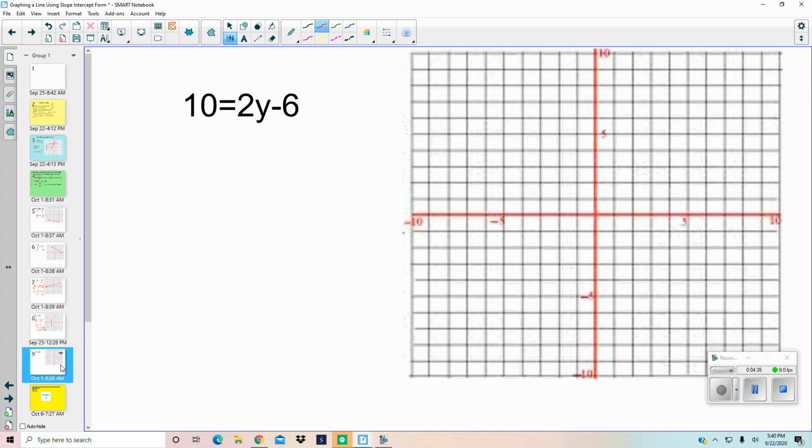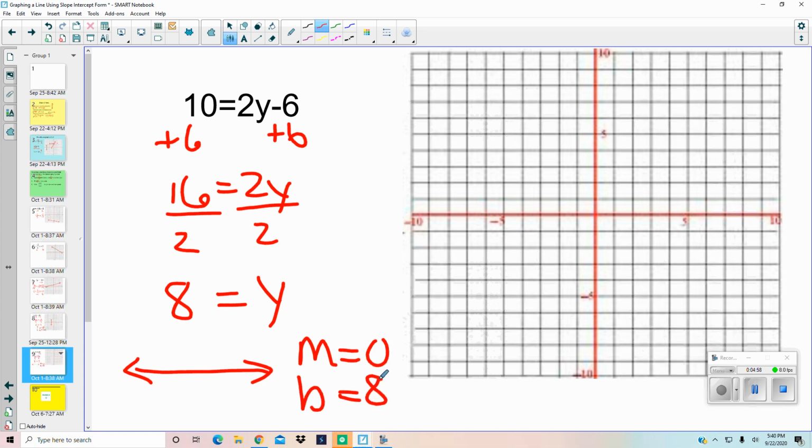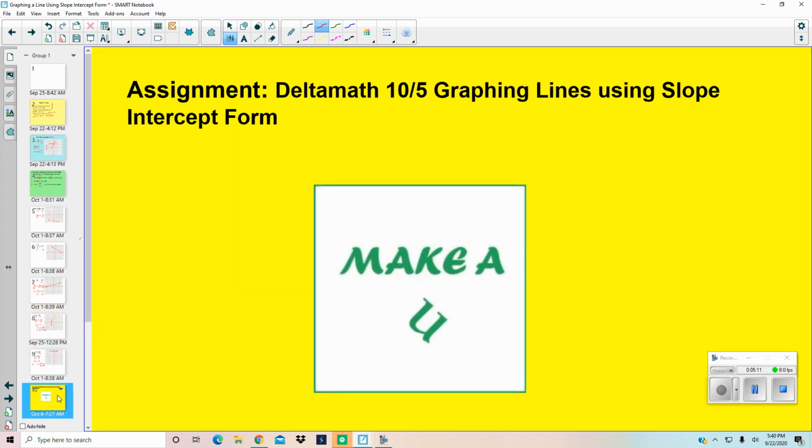So here's an example of horizontal. I have to solve for y. I know that there's only a y in the equation, so that tells me it's horizontal. Tells me my slope is 0 and my y-intercept is the number 8. So I go right to 8 on the y-axis and I draw a horizontal line through it. Boom, there's the graph.